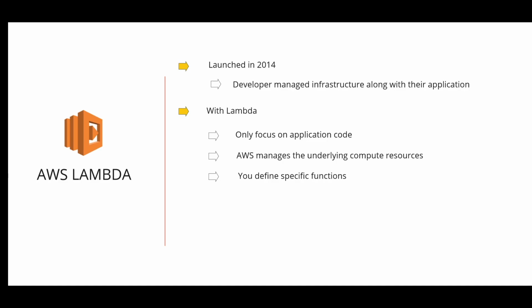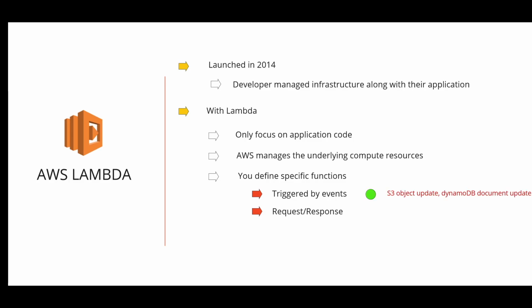So you define specific functions. You write code and you define those small specific functions that you can trigger to run the code in AWS Lambda. And Lambda acts as a lightweight execution engine for this function. There are two main methods to invoke the Lambda function. They are event and request/response.